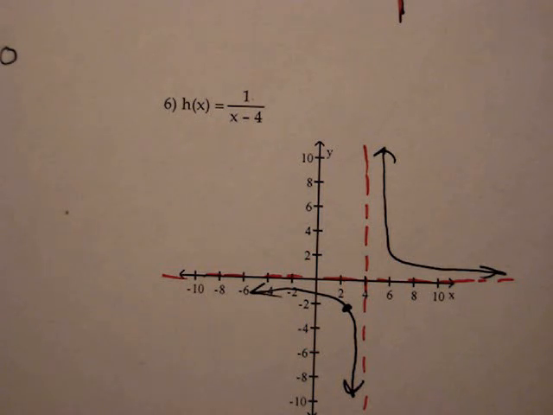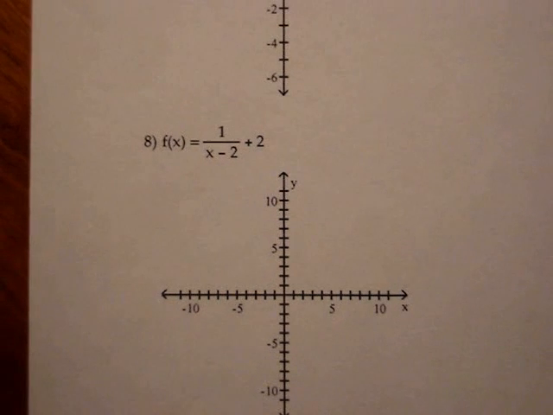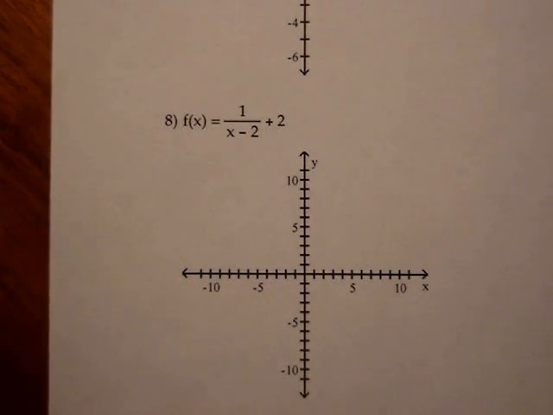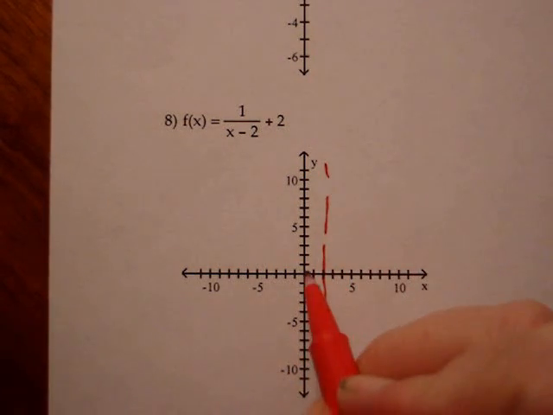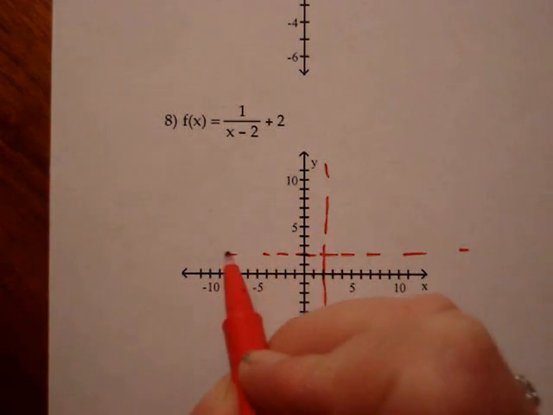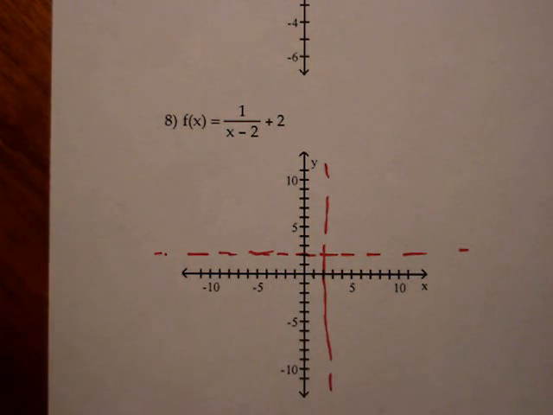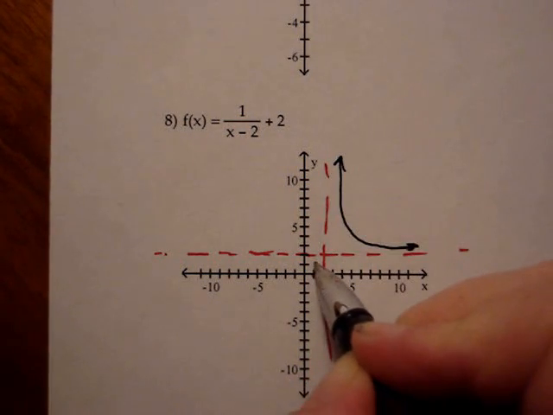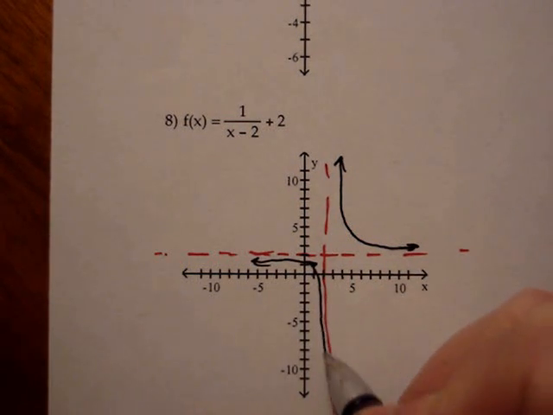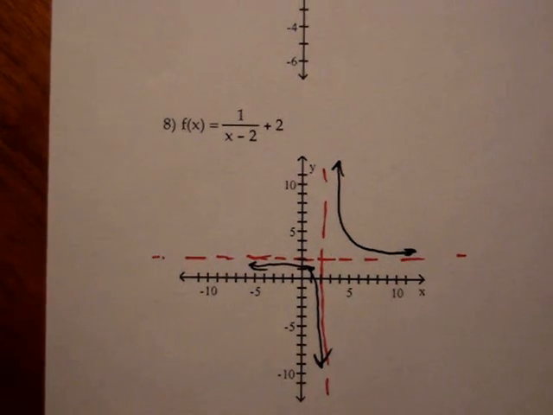I'm going to go ahead and skip ahead to number 8. Number 8 is here. Again, I'm looking at 1 over x as my basic graph, and this time it's been shifted right 2 and up 2. There are my red dotted lines for my guidelines, and I put this piece here and this piece there. Okay, let's do one with x squared, and then that will be all.